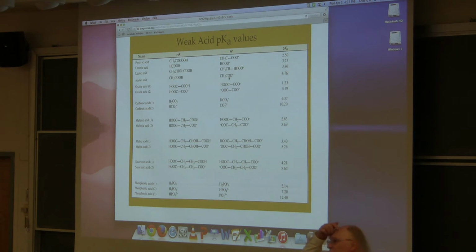If I said that we were at a pH of 2.8 for malonic acid, what would be the salt and what would be the acid? You would look over here for malonic acid and say 2.8 is about that one right there. It's within 1 pH unit of that one. So I must be talking about these two, and this would be the acid and this would be the salt.